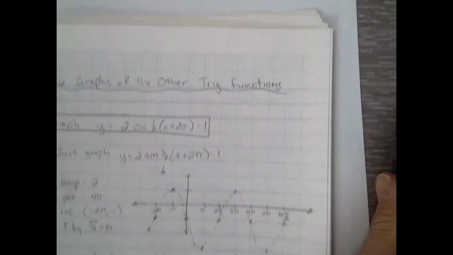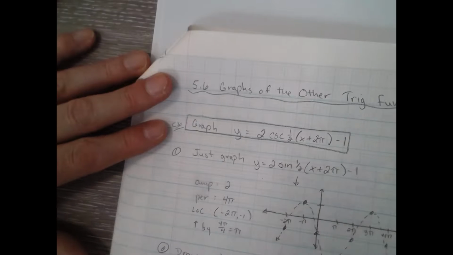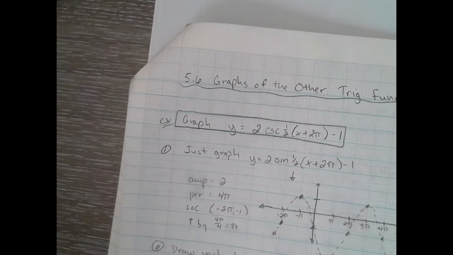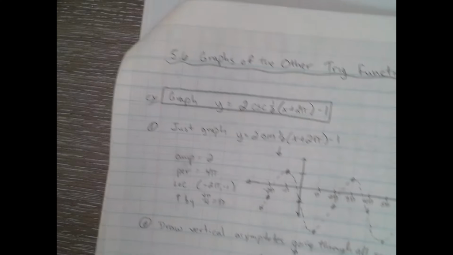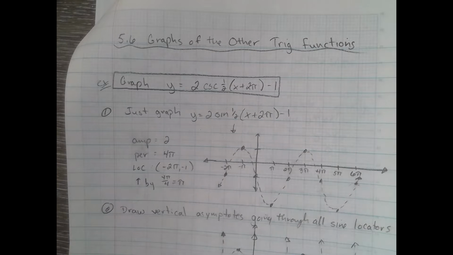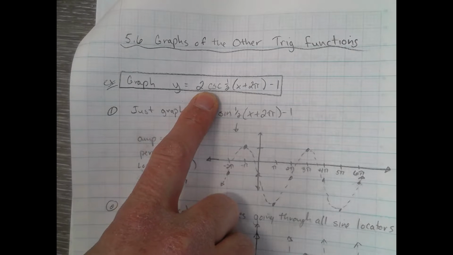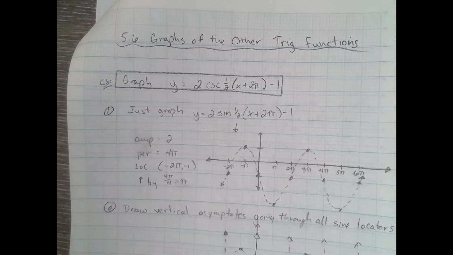Alright, so 5.6 is graphing the other trig functions. We'll be graphing secant, cosecant, tangent, and cotangent in this section. This lesson is only going to be on cosecant and secant, and then we'll do another one with tangent and cotangent. So graphing cosecant. Specifically this problem, y equals 2 cosecant 1/2 x plus 2 pi minus 1.